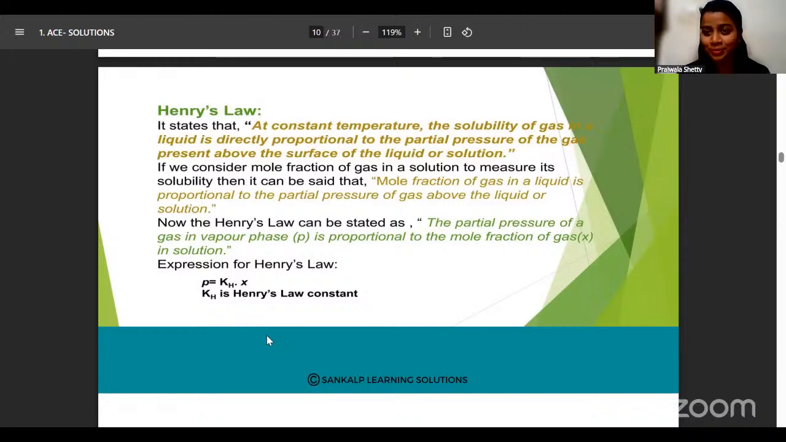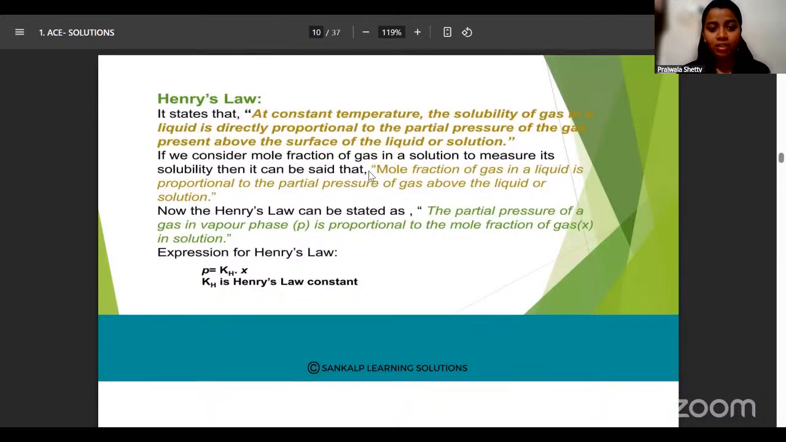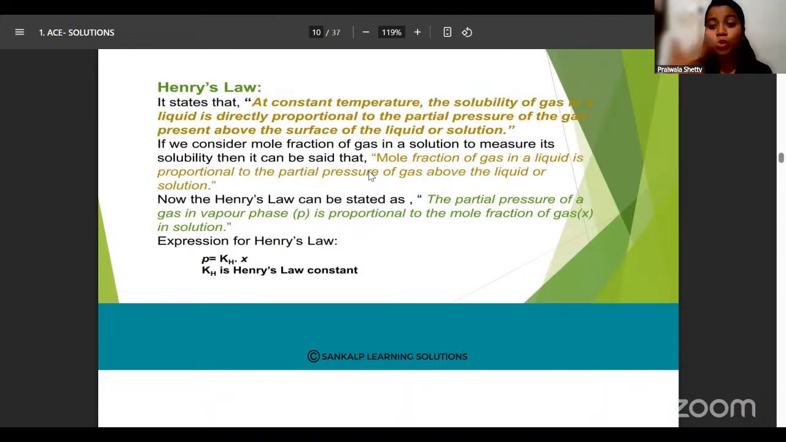This law states that at a constant temperature, the solubility of a gas in a liquid is directly proportional to the partial pressure of the gas present above the surface of a liquid, or you can also just say a solution. Okay, I'll read it again. Please make sure that you concentrate on what Henry's law is. At constant temperature, temperature should be constant in this case, the solubility of a gas in a liquid is directly proportional to the partial pressure of the gas present above the solution. This was the statement which was given by Henry.